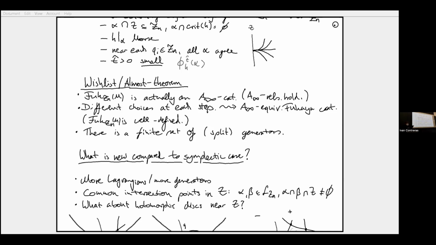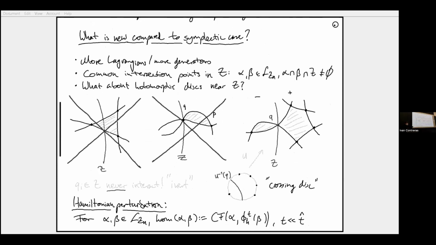So what do we potentially need to change compared to the symplectic case? I've already said there will now be more Lagrangians and in the end also more generators, just because the intersection points with the singular locus cannot be changed. And then in general, the common intersection points in Z. So when we have two Lagrangians in our collection that intersect Z in the same point, that is a new phenomenon that we do not see in the purely symplectic case, of course.